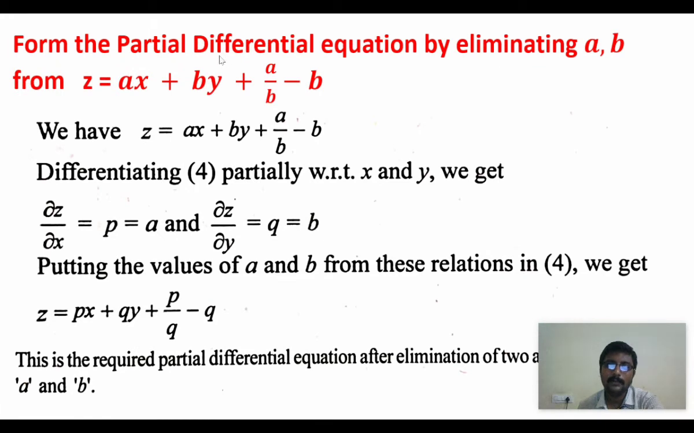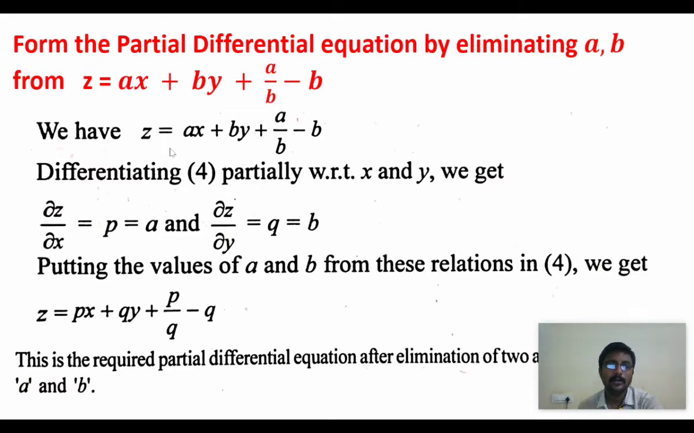Form the partial differential equation by eliminating a and b from z = ax + by + a/b - b. Similarly, doing the same as above, that is differentiating partially with respect to x and with respect to y. So the derivative of z, ∂z/∂x, is denoted with p here. Derivative of ax is a, by is 0, a/b - b derivative is 0.